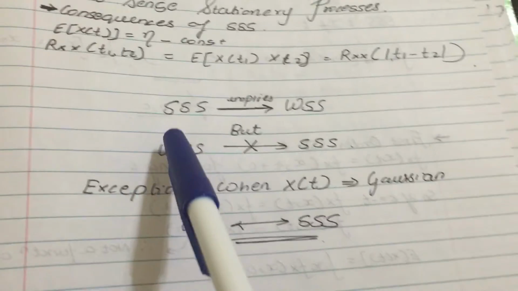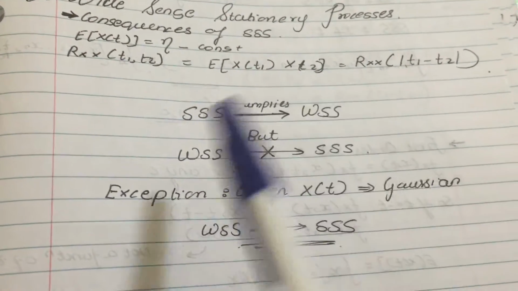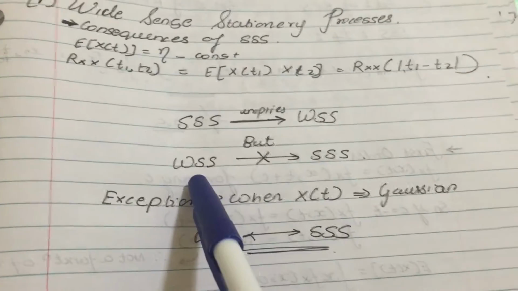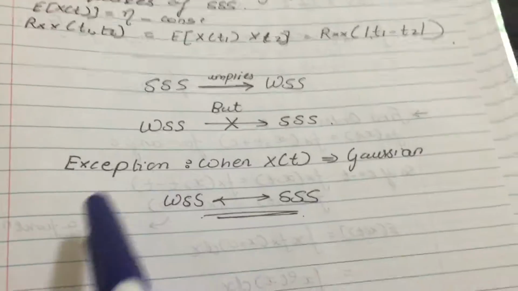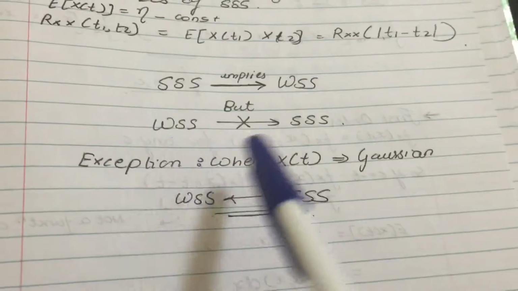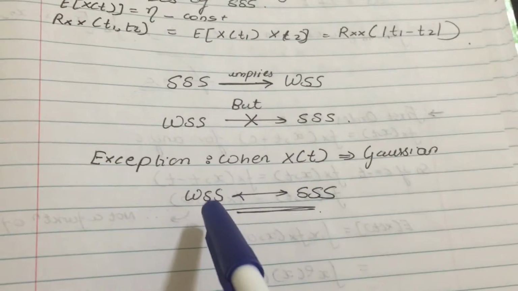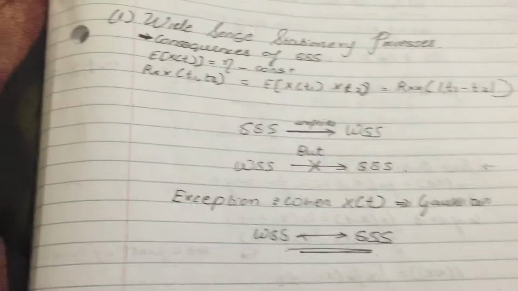Therefore, it is easy to see that any strict sense stationary process is a wide sense stationary process, but the inverse is not true. Not all wide sense stationary processes are strict sense stationary processes. And other than that, we have one exception: if X(t) is Gaussian, then wide sense stationary and strict sense stationary imply each other.